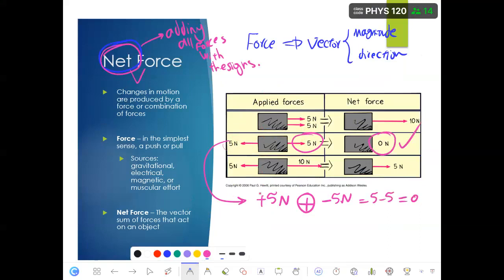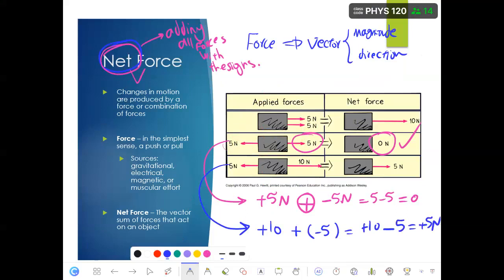Last one. We have a box. Good. Two forces are exerting. 10 Newton to the right. These are the applied forces or external forces. Positive 10. Again, plus. What is the last one? Negative 5. Positive 10 plus minus 5 is going to be positive 5 Newton. The resultant force or the net force is going to be 5 Newton to the right.